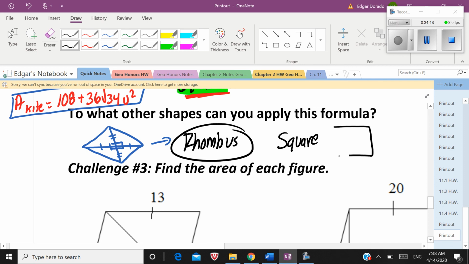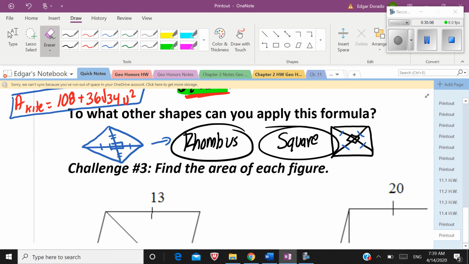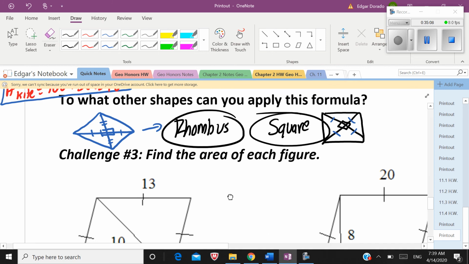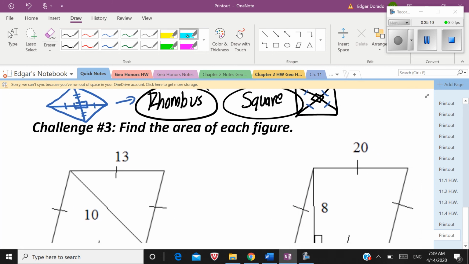In a square, diagonals are still perpendicular. Sorry for my horrible drawings here. And the diagonals actually bisect each other to the point where all of those 4 pieces would be congruent. So actually, guys, we can use this in 2 other figures, in a rhombus and a square. Just keep that in mind, guys. It might be helpful as we move on to a few more problems.